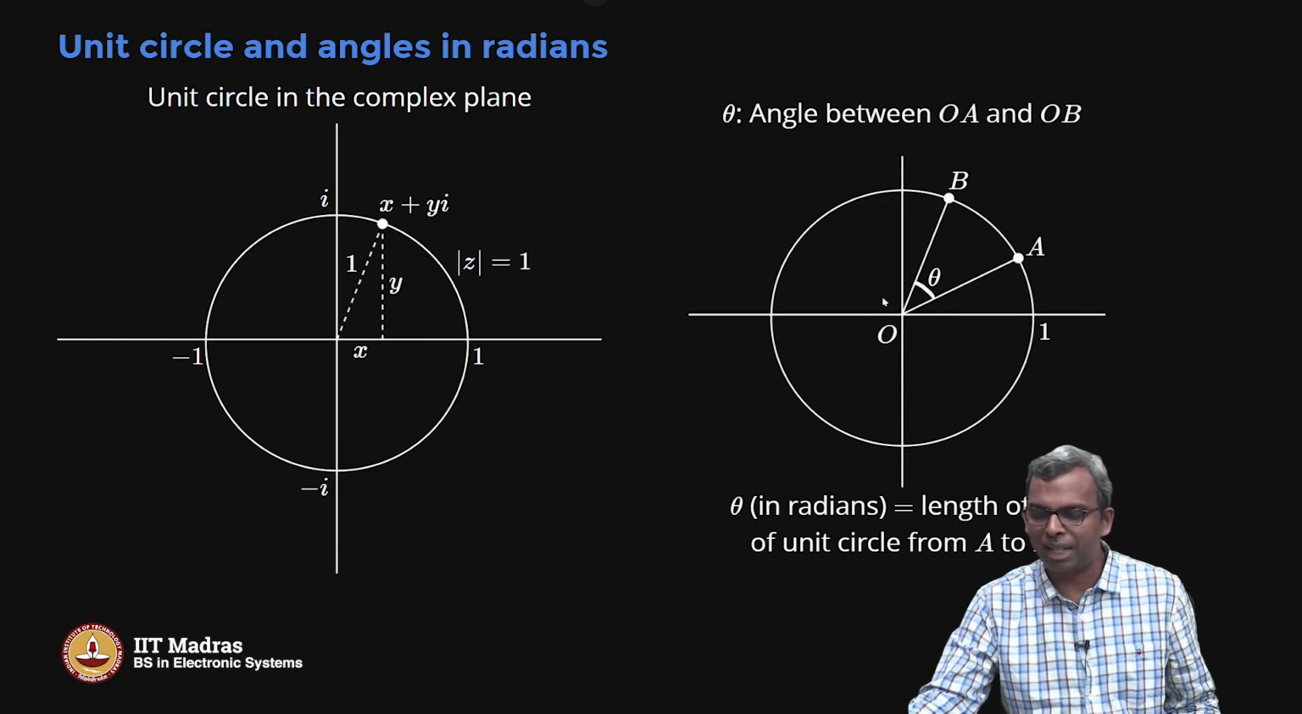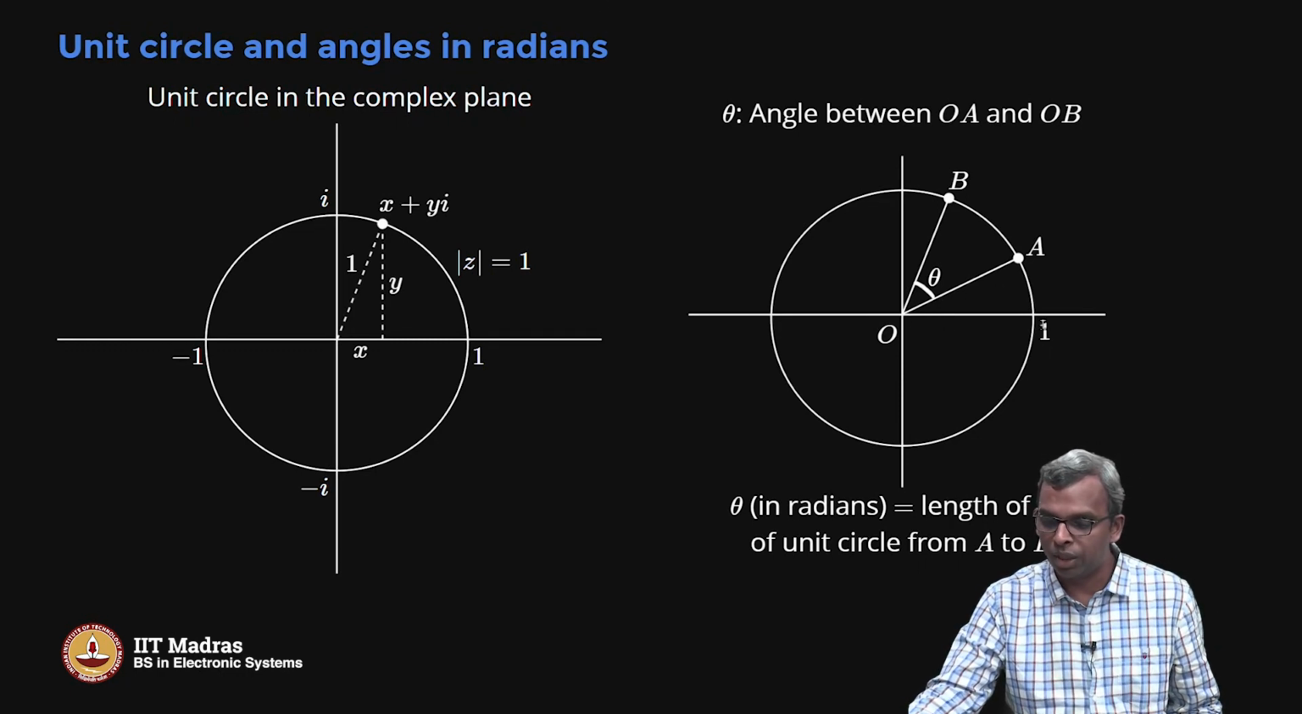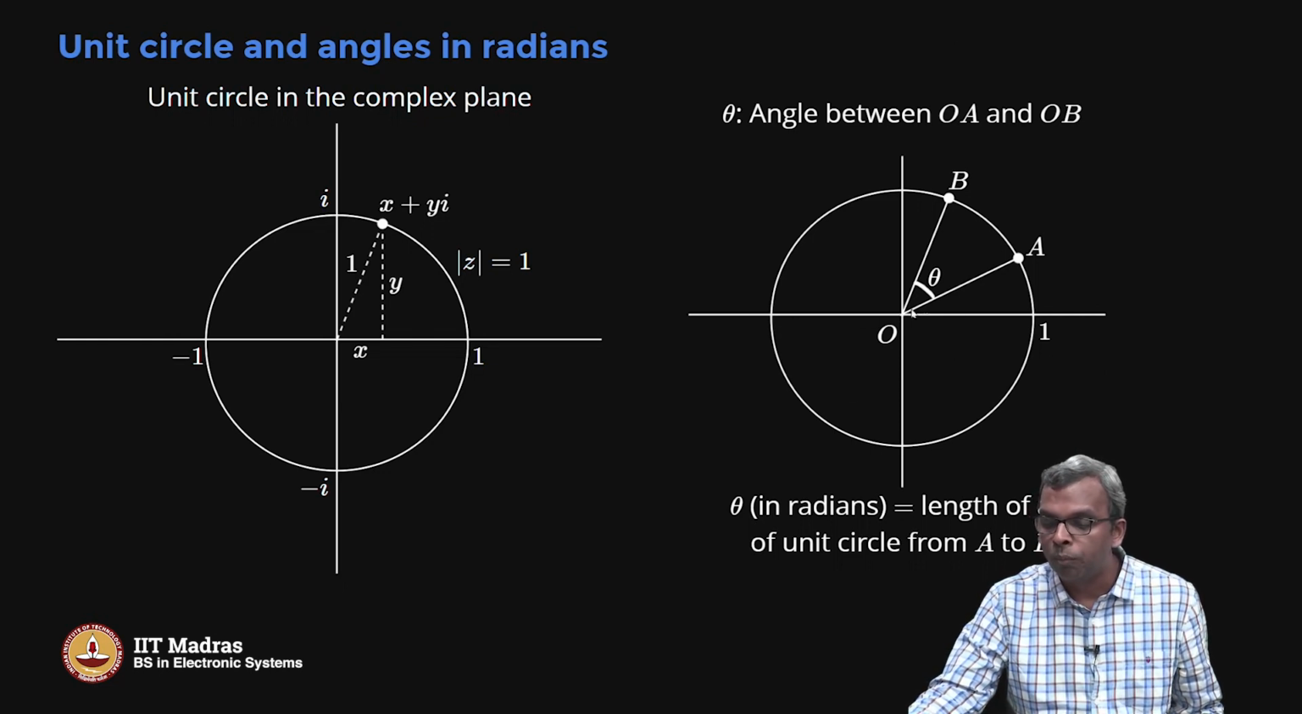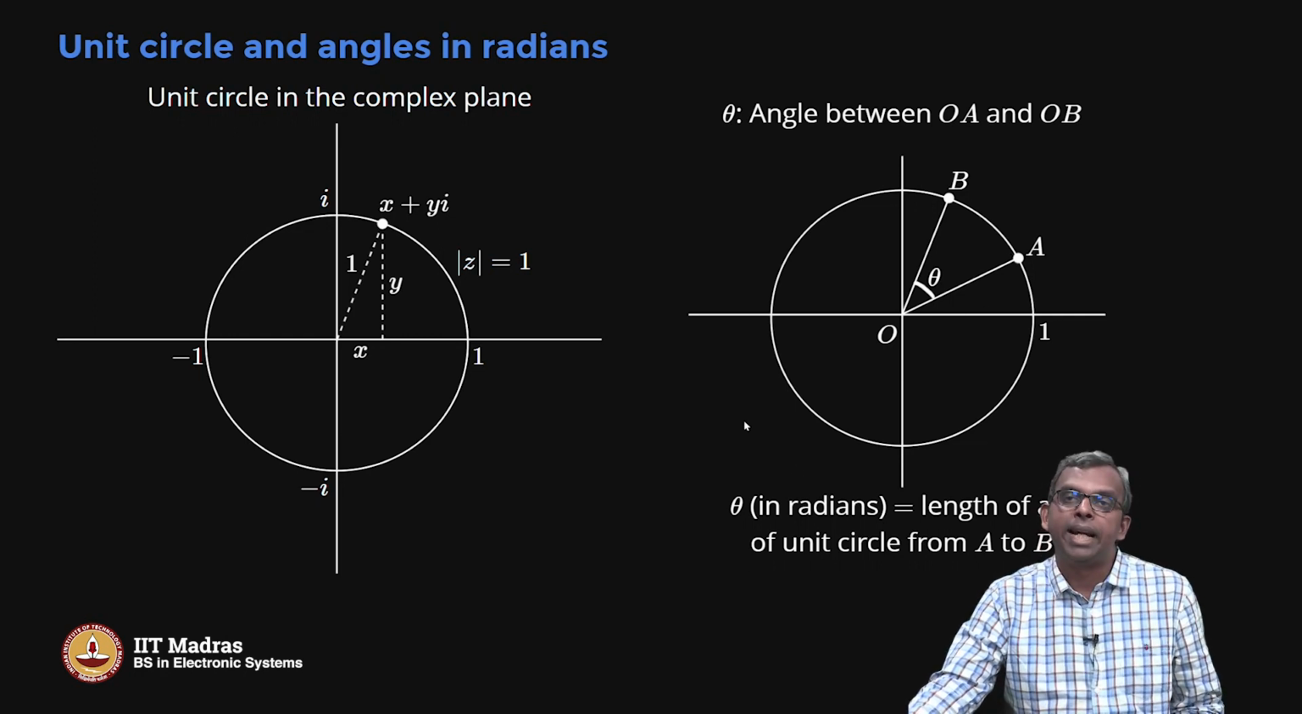Okay, the same thing I have written here. You have the unit circle. So, you see the role played by the unit circle in angles. You have the unit circle and this angle that's made at O between A and B, and A and B I'm taking to be the points on the unit circle. The angle is nothing but the length of the arc of the unit circle from A to B, and that is the unit of radians in angle.